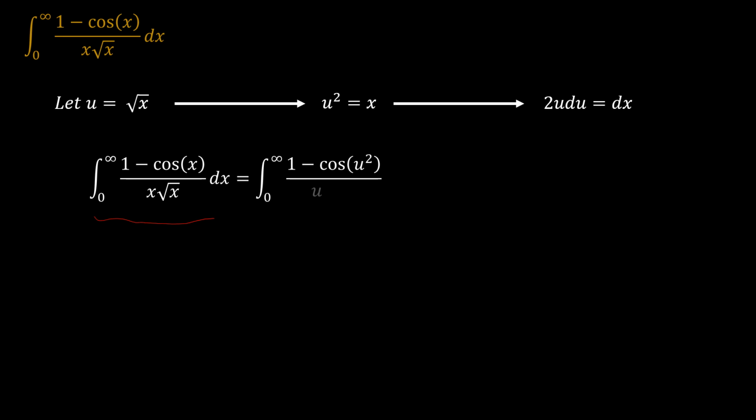is the same as the integral from u equals 0 to u equals infinity. That goes without saying here, with the substitution of the limit, of (1 minus cosine u squared) over u squared times u. And then in place of dx, we have 2u du, exactly. And so this and that would cancel.